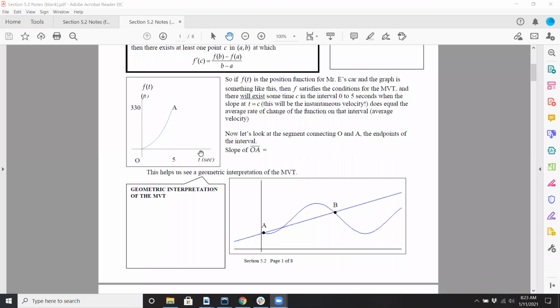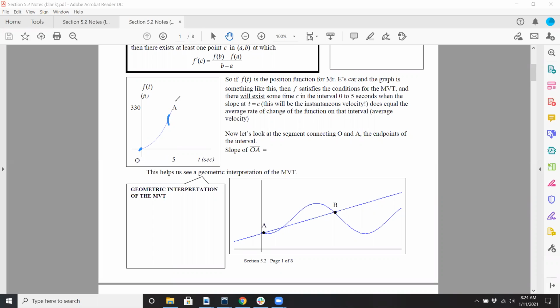Okay, so let's keep going a little further. Again, this is a position function off to the left here. You're starting at 0, so you haven't traveled yet, and in 5 seconds, traveling through 330 feet. This is the same thing about me driving a Lamborghini in 5 seconds. And after 5 seconds, I'm going really fast, right?